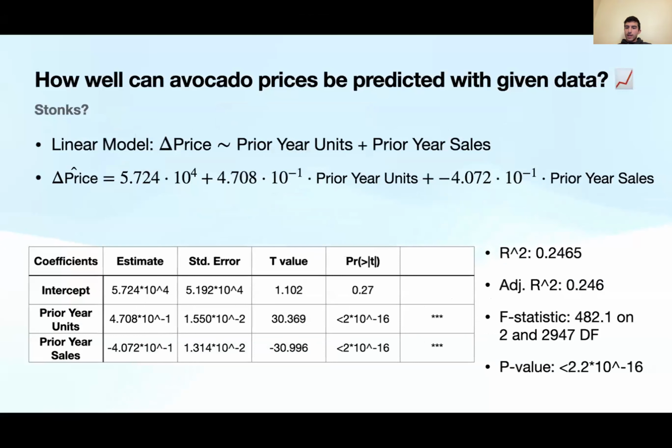But we do have a significant p-value for the coefficients for the prior year units and the prior year sales. Not so much for the intercept, which is peculiar, but the total model overall does have a very significant p-value. Its adjusted R-squared is close to its R-squared, which is 0.24, which is not that great at prediction, but we could do better if we had more data.